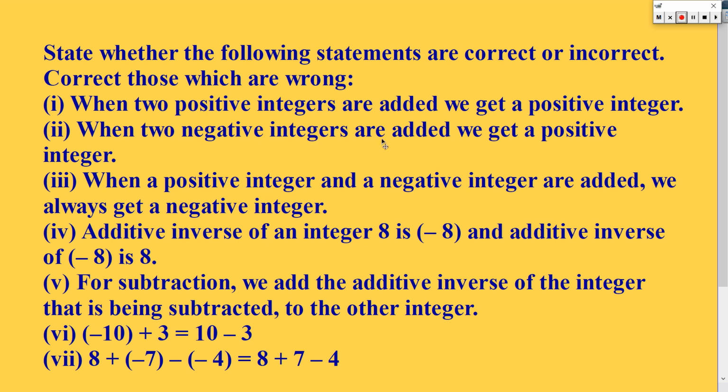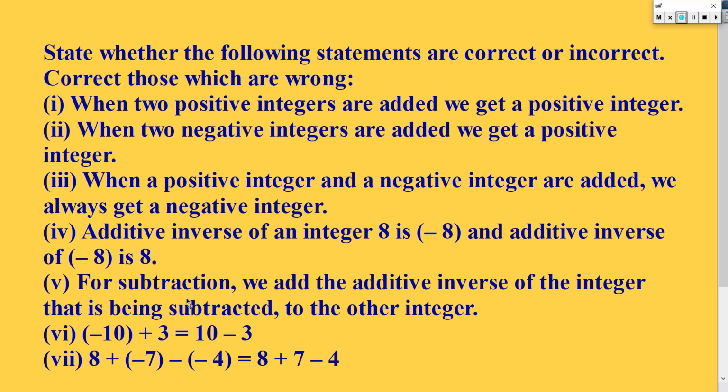What about the second? When two negative integers are added, we get a positive integer. No, two negative integers means you are getting a negative integer. Do correct it and write. When a positive integer and a negative integer are added, we always get a negative integer. It is not necessary. If the positive integer is the greater number, we will put the sign positive. So it is incorrect. Additive inverse of an integer 8 is negative 8 and additive inverse of negative 8 is 8. Yes, it is correct.